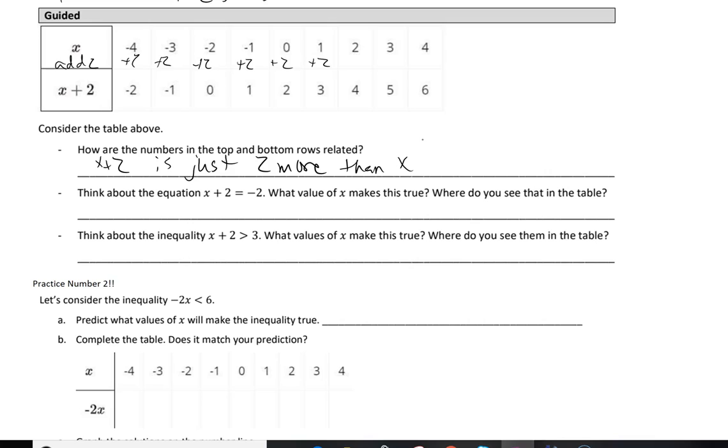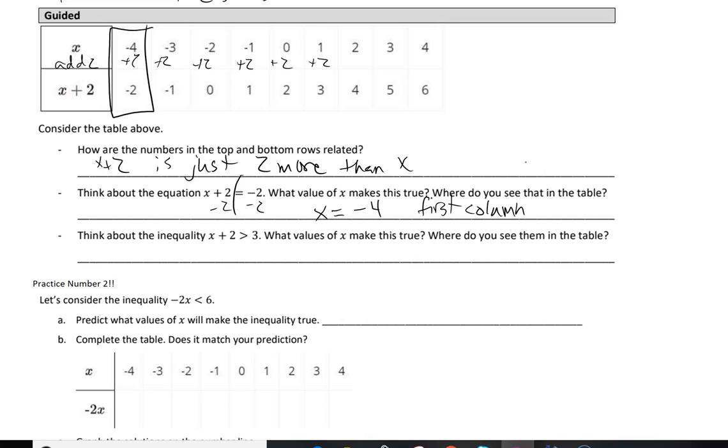Okay, so we think about this with the equation x plus 2 equals -2. We can solve this with our inverse operations, right? We subtract 2, and we know that x equals -2 minus 2 is -4. We see that on the table right here in the first column where x value of -4 plus 2 gave us -2.